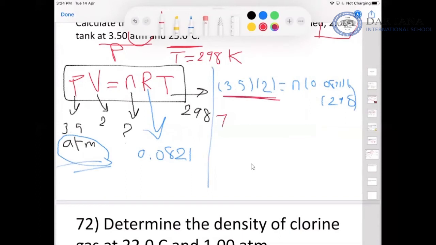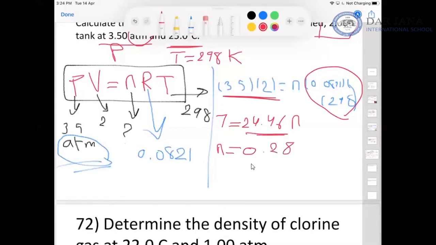So here I would have 7 equals 0.0821 times 298, which is 24.46 n. And then I will solve for n. I will divide both sides by 24.46, and n is going to be 0.286 moles.